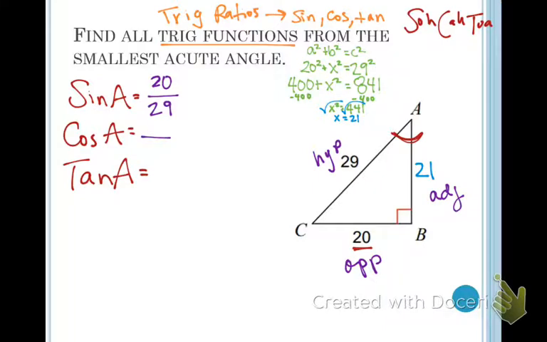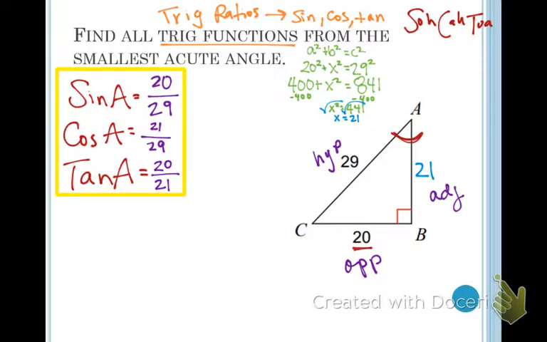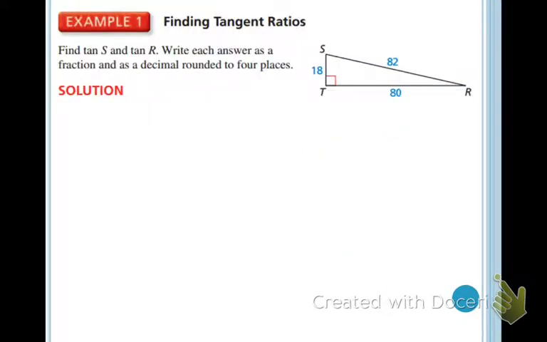Cosine of A, cosine is adjacent over hypotenuse, so 21 over 29. And then tangent is TOA, so opposite over adjacent, so the opposite is 20 over the adjacent, which is 21. So we're going to circle that. You do need to make sure this is what your quiz is over. Okay? So that was a review of yesterday. Here's what you're going to be doing from today's lesson.